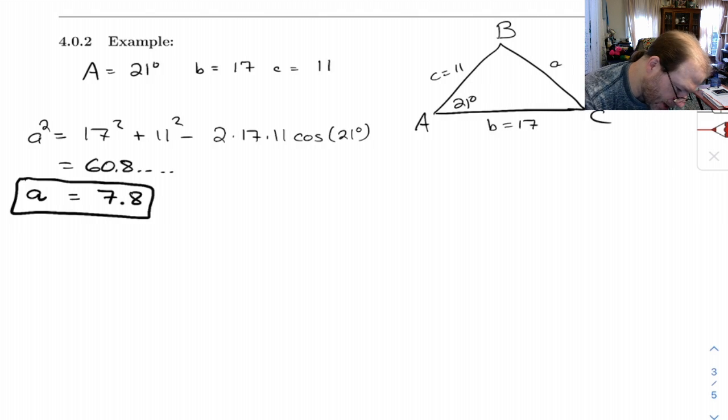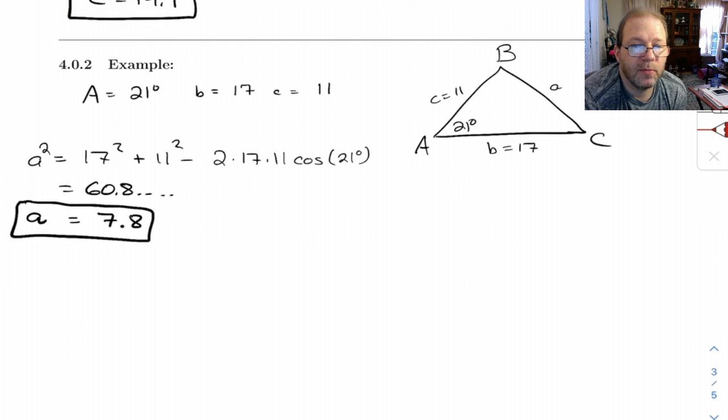Okay, once we've got that, now we need to find the smaller of the two remaining angles. And if you look at this, angle C is going to be smaller because it's opposite the smaller side. So angle C is going to be the thing to find next.